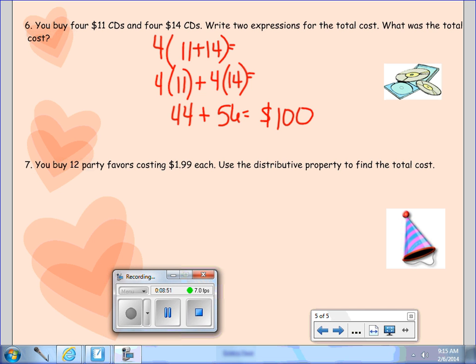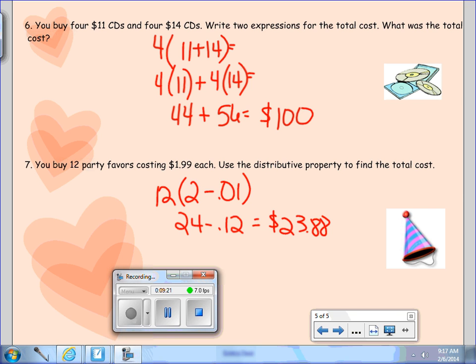Now, in number 7, again, as I've told you earlier, the distributive property is used to help simplify problems, to do a simpler problem. Okay. You buy 12 party favors costing $1.99 each. Use the distributive property to find the total cost. Now, we need to put up here a problem that's going to make a simpler problem of the one that they've given us in this word problem.